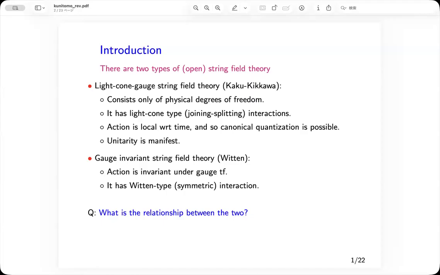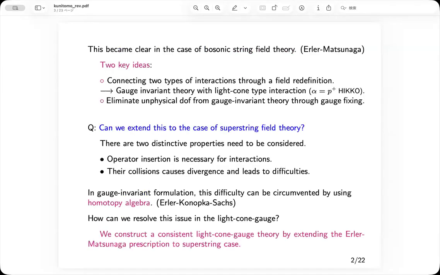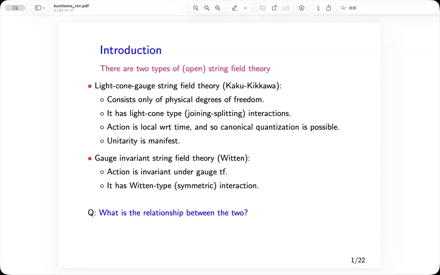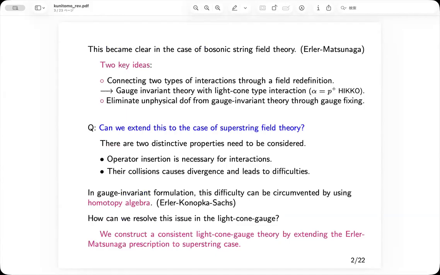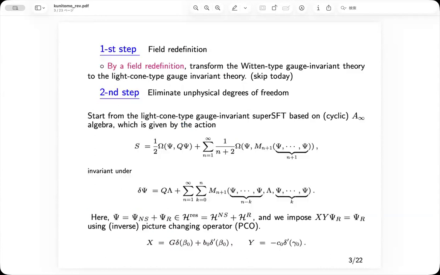On the other hand, another type of string field theory is the gauge invariant string field theory, originated from Witten and our Kyoto group. The action is invariant under gauge transformation. It has a so-called Witten type, or symmetric, interaction. So the question is, what is the relationship between the two formulations? These two have quite different types of interaction. One is the symmetric type, the other is the joining-splitting, light cone type interaction. So the relation was not clear for a long time, but it became clear in the bosonic case.